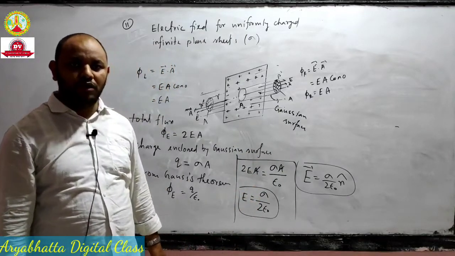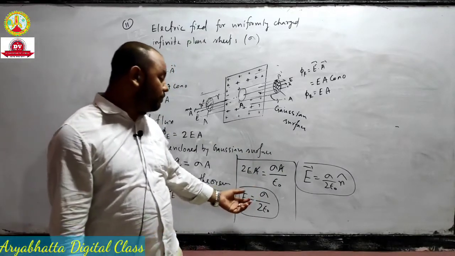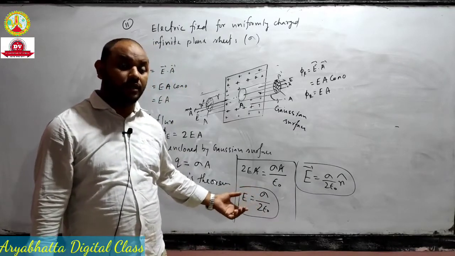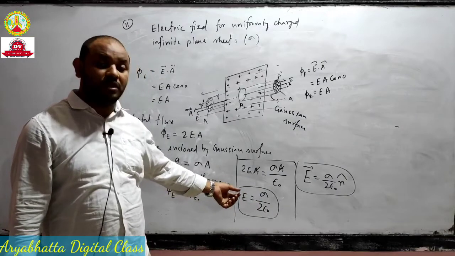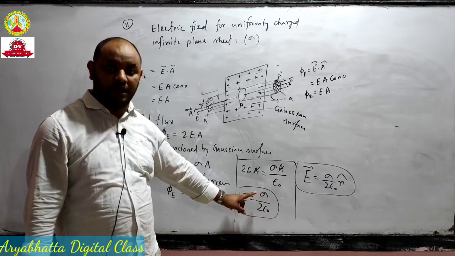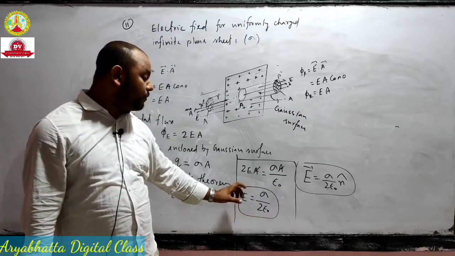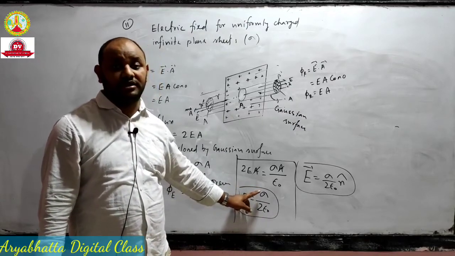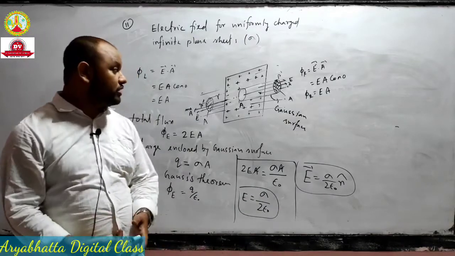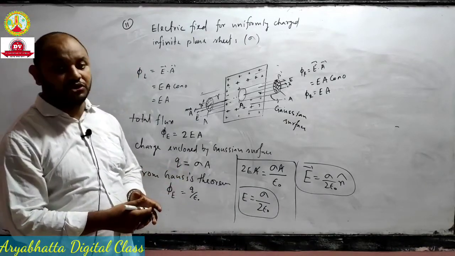The value of the electric field depends upon the number of charges per unit area, or you can say it depends upon this term sigma. What is sigma? The charge density. So this electric field depends upon the surface charge density. Okay, in the next class we will discuss another application of Gauss's theorem.